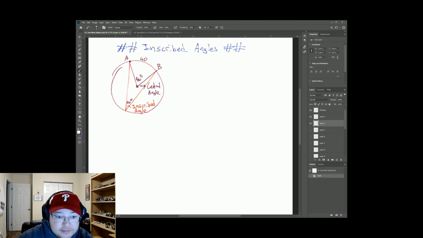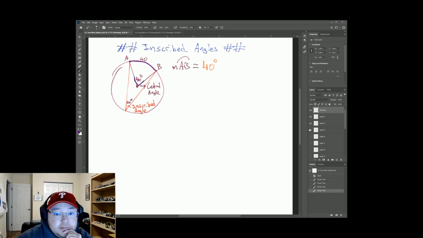So it's not in the middle. That's a central angle. It's the edge. Edge, inscribed. And the nice thing is that it's always exactly half of this. Using the wrong color there. It's always half of this arc or half of the central angle. Okay, so the measure of AB is 40 degrees.